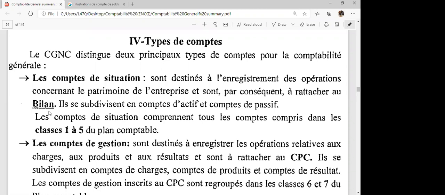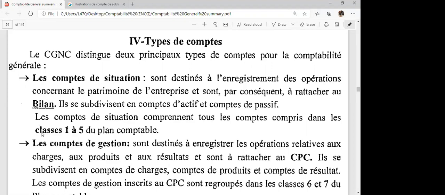The reason for them being called the compte de situation is because they show the financial position of a business at a given date, which is the main purpose of the bilan. It shows the financial position of a business as at a given date. So at the end of the bilan, you're going to be able to know whether your business is profitable or the opposite.